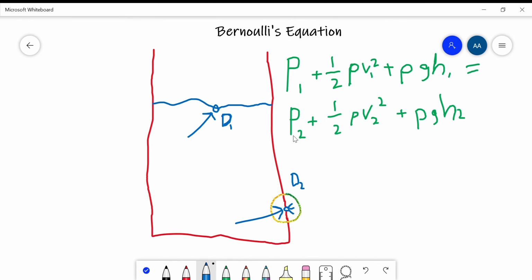So what can we find out? Let's do the information for D1 first. So what's the pressure there? Well, that's just going to be atmospheric pressure. So we can replace P1 with PATM.